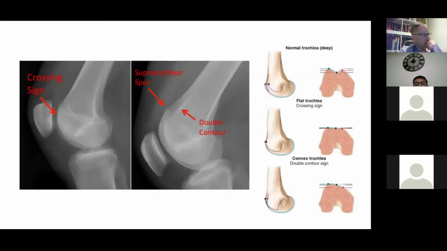Then this is the X-ray of the knee, and here it is showing that there is a crossing sign, and this is because of the flat trochlea, and there is a trochlear spur we can see, and there is a double contour we can see, which I have already mentioned in my previous slide with the help of the diagram. And this double contour sign is because of the hypoplasia of the medial femoral condyle.